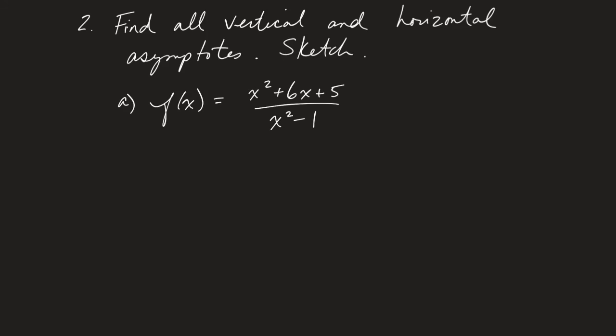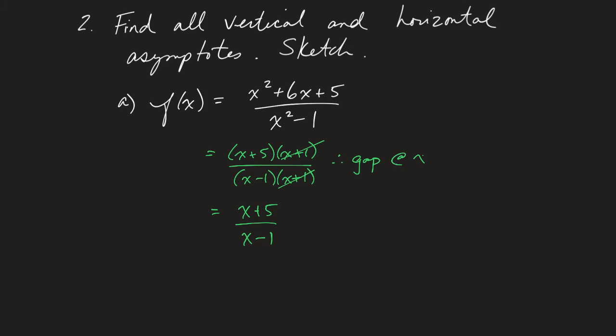Okay, we need to sketch that curve. So, the first thing we do is we always try to simplify our graph. I notice that I can factor my top and factor my bottom. When I do that, my x plus 1's divide out, and that whole function simplifies to that. That is the simplified version that I want to use. Now, we also don't forget that division by that factor of x plus 1 meant that we have a gap, and we know that there's a gap at x equals negative 1.